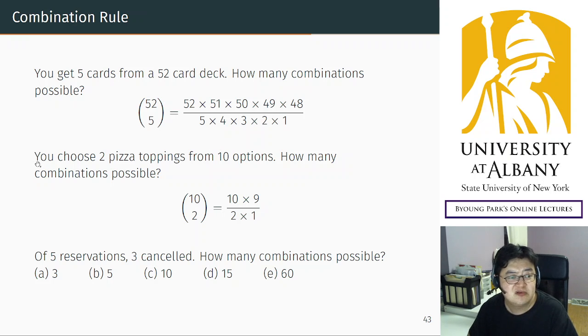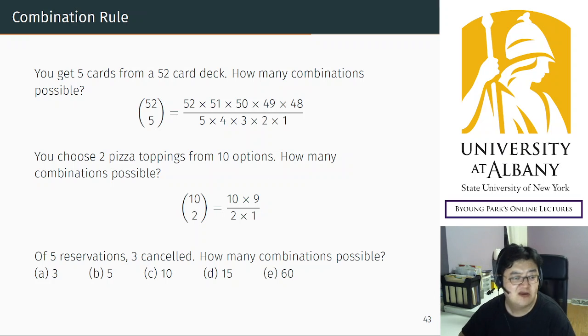And another example: suppose that you choose 2 toppings out of 10 options. Say when you order a pizza or salad, you can choose toppings, suppose 2 toppings. How many different combinations are possible? The answer is you will be multiplying 2 numbers in both the denominator and numerator, and the denominator starts from 2 and the numerator starts from 10. So multiply, multiply. This is how you calculate this.